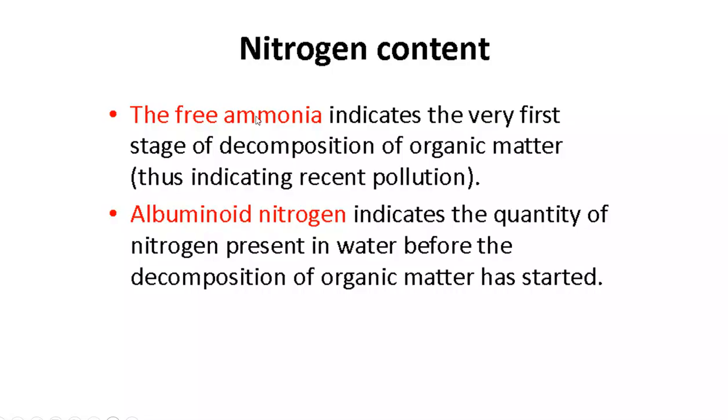Here we have an explanation of each type of nitrogen. First, we have free ammonia. The free ammonia indicates the very first stage of decomposition of organic matter, thus indicating recent pollution, meaning it has just been deposited or just generated. Then we have albuminoid nitrogen. Albuminoid nitrogen indicates the quantity of nitrogen present in water before the decomposition of organic matter is started.